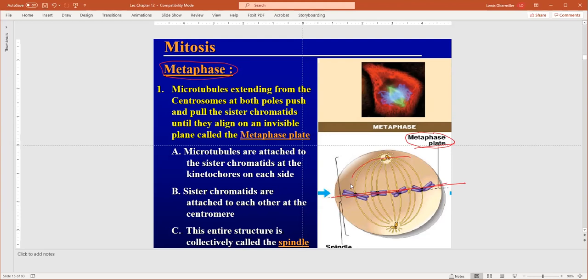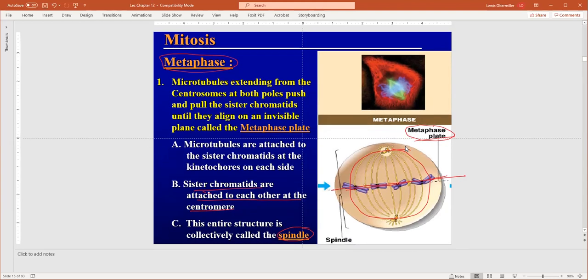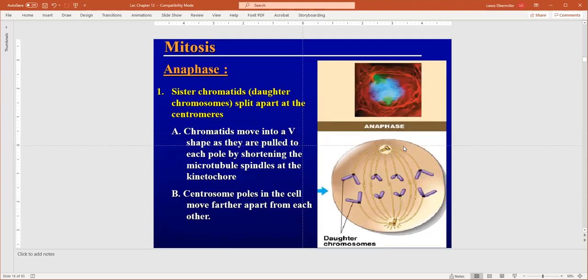This whole thing collectively with the microtubules is called the spindle. It kind of looks like a hamster ball. Remember, the sister chromatids are still attached to each other. The microtubules are attached to the kinetochores. In anaphase, they separate. The centromeres are like a molecular glue that holds these things together, and they get dissolved, and then these things move.